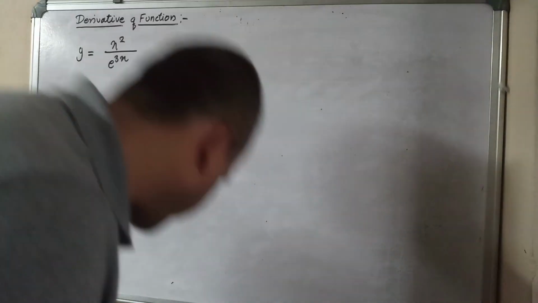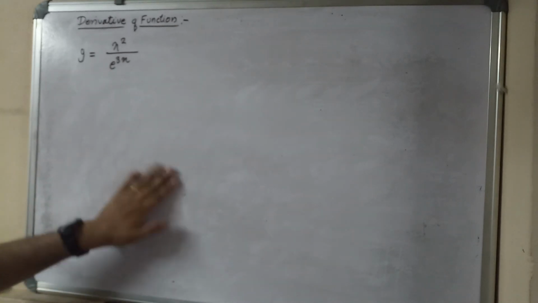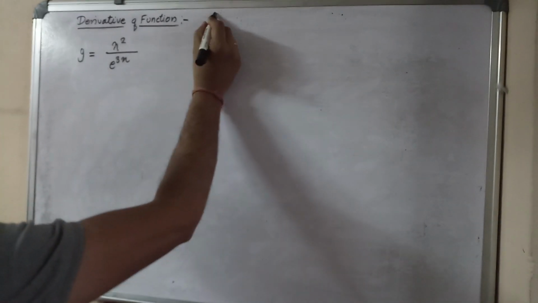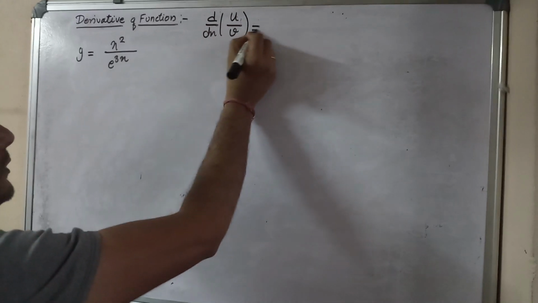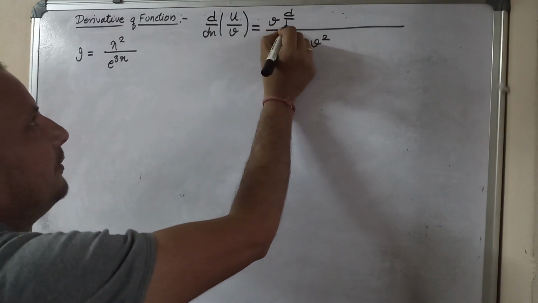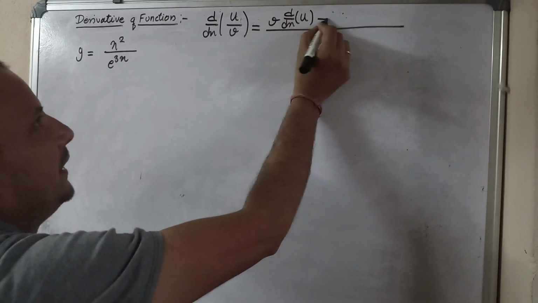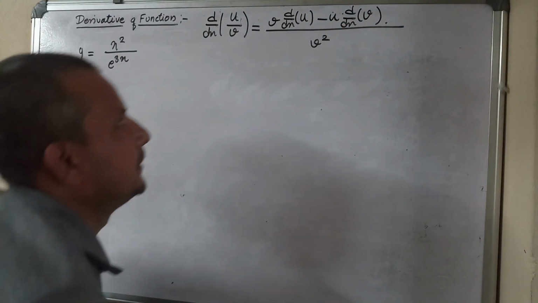Now this is another type of question, in terms of u over v form. The formula for u upon v is dy/dx of u over v equals v dy/dx of u minus u dy/dx of v, over v square. This one is the formula. Now I'll consider this one is u, this is v. So differentiating with respect to x.